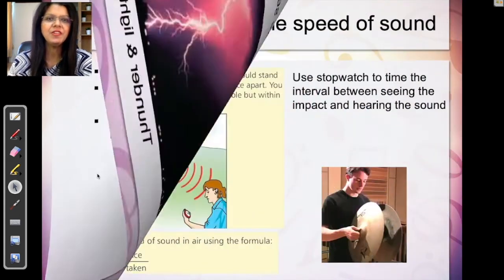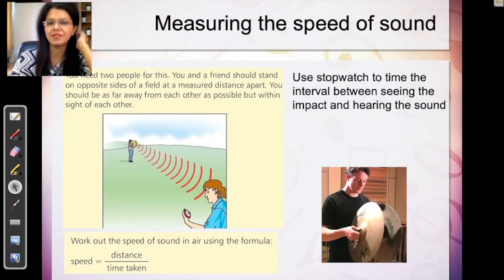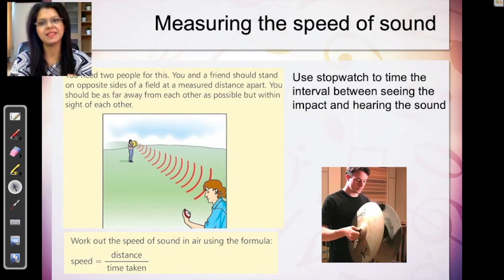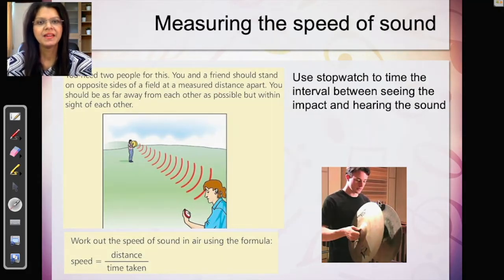Alright, so how do you measure the speed of the sound? You can do a small experiment as shown in the picture here. Not so difficult. You need to use a cymbal. So cymbal is a musical instrument, as you see, this boy is holding. It produces a very loud sound. That's the usefulness of this instrument, because it produces a loud sound which can be heard from a very large distance, right? So you need two people for this.